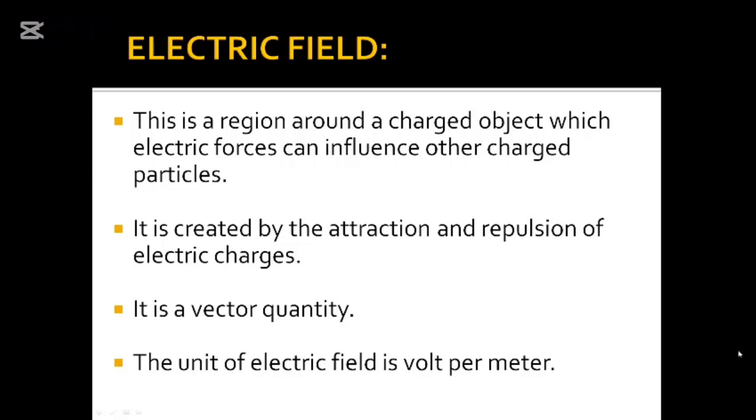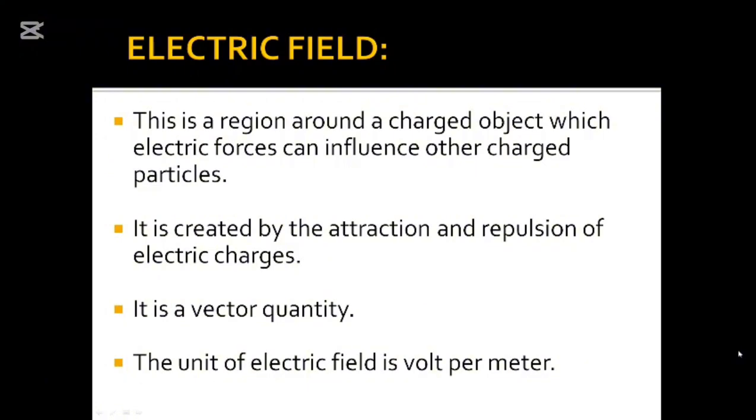Electric field is created by attraction and repulsion of electric charges. What does that mean? Electric field is a result of the interaction of charges. If there is no interaction of charges, there will be no field. If charges are not either repelling or attracting, then there is no field, because there must be a charge and another charge to feel the influence before you can say, okay, that's a field. That is a field occurring. So electric field is produced by the interaction of charges.